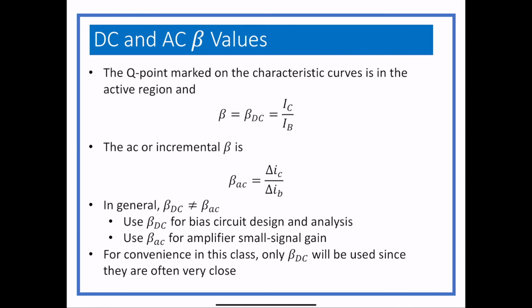So in here, I will give you a value of beta, and unless certain conditions occur, which I'll explain in a minute, you will just use that for AC and DC circuits, because they're usually in the active region pretty close. In other regions, they may be really different, but in the active region, they're reasonably close.